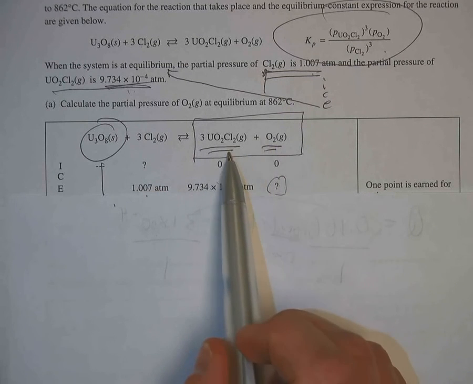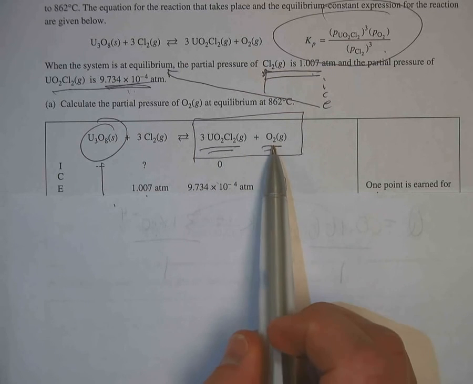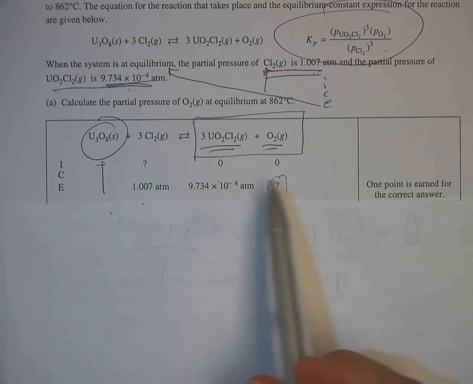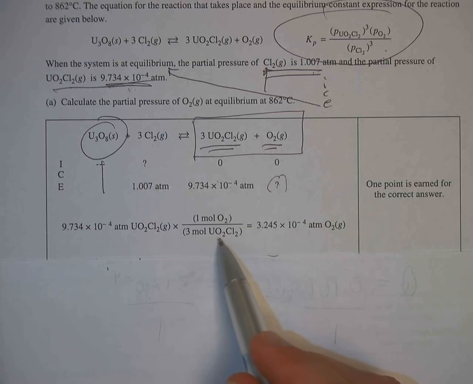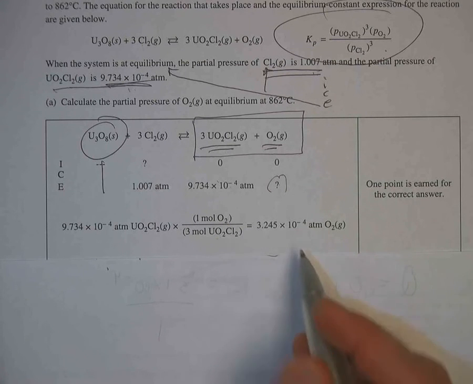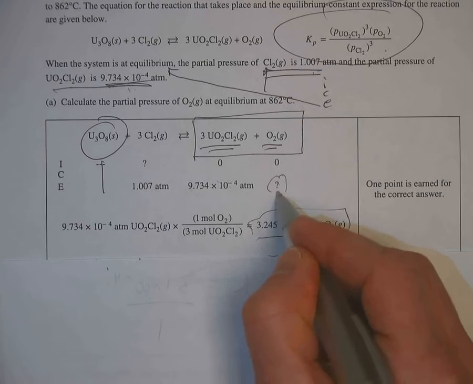Well, this guy right here is 3 times as much as this. So I need to take this number, divide it by 3 to get that. So 1 mole of O2 for every 3 UO2Cl2. And so here's my equilibrium concentration of O.